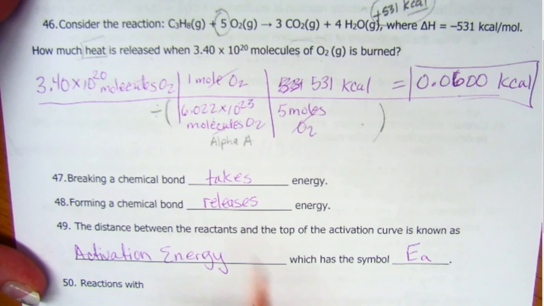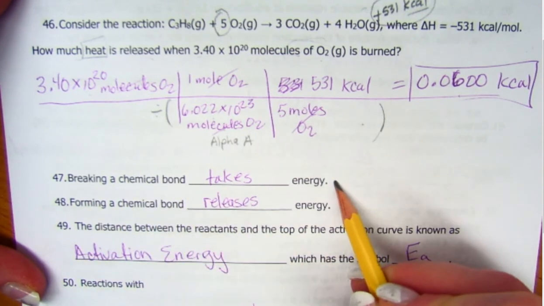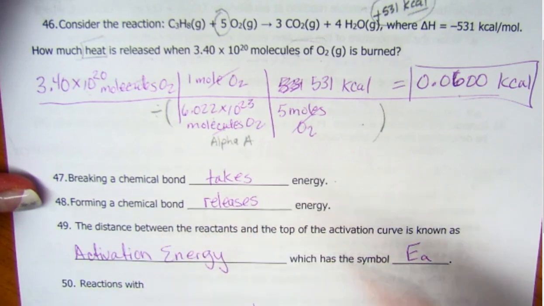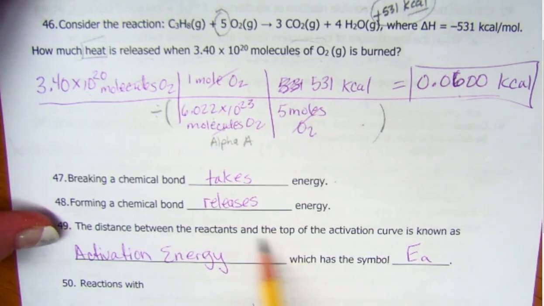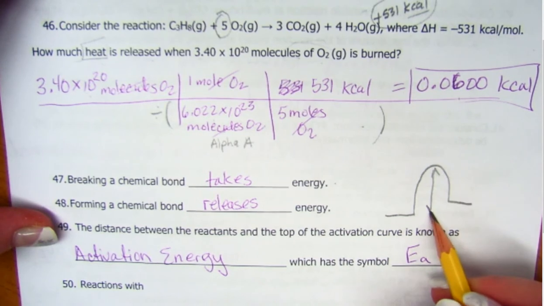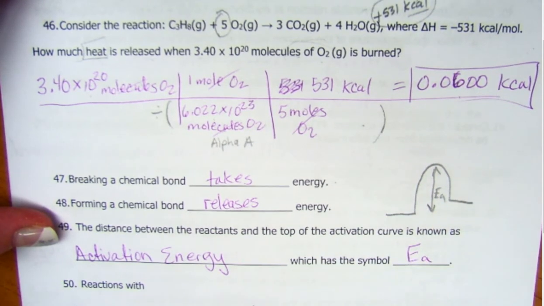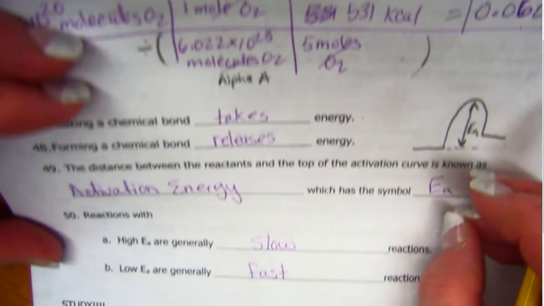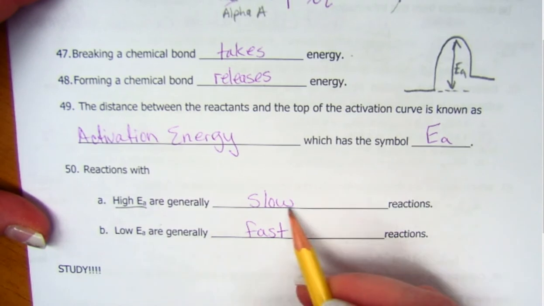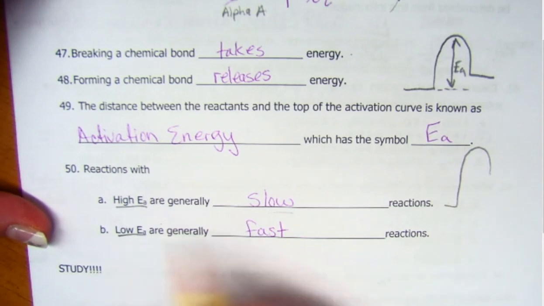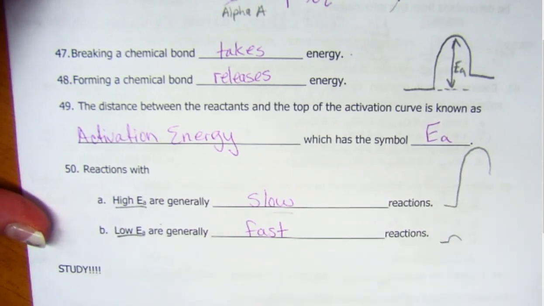Moving that up. Okay, breaking a chemical bond takes energy. You have to take energy to break a bond. Forming chemical bonds actually releases energy. And then the distance between the reactants and the top of the curve, remember, is known as the E of A, activation energy. Okay, it goes from there to the top of the curve. And then just remember again the bottom here, high E of A's generally are slow reactions because they've got a very high hill decline, right? Low E of A's are fast because they've got a very low hill decline.